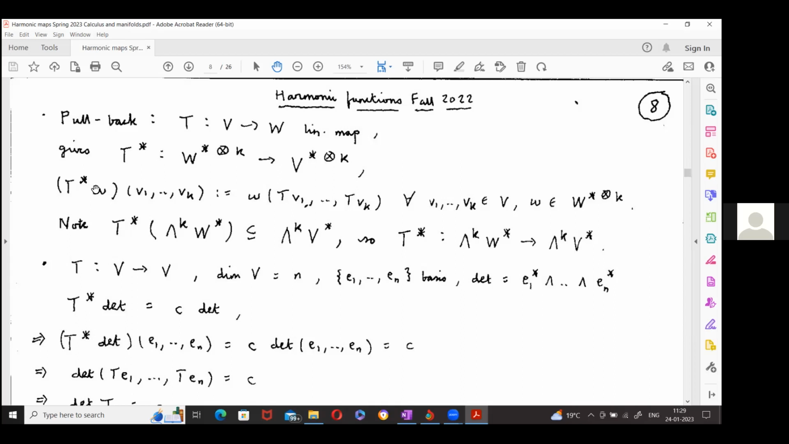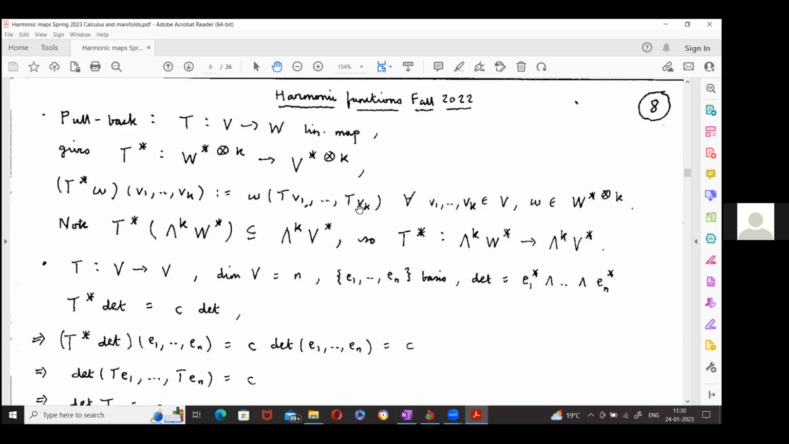So how do you define this pullback? So T star omega acting on vectors V1 to Vk. This is supposed to be a K multilinear function on V, right? So V1 to Vk are vectors in V. So T will act on these vectors V1 to Vk to give you vectors in W, TV1 to TVk, and then omega can act on those, right? So T star omega acting on V1 to Vk is defined to be omega acting on TV1 up to TVk. All right. So this is how the pullback is defined.